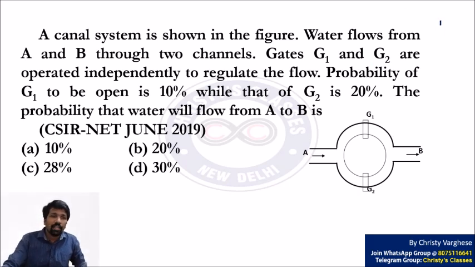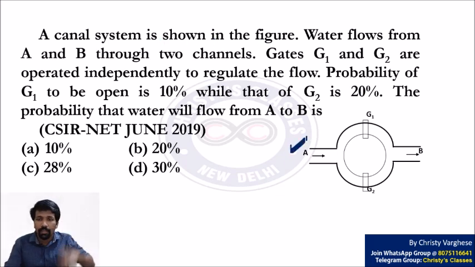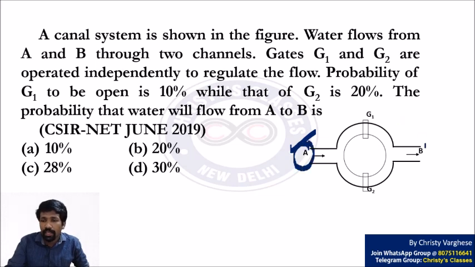All of you try it, please. Okay, I'll start explaining. A canal system is shown in the figure. Water flows from A to B through two channels, with gates G1 and G2. G1 and G2 are operated independently to regulate the flow. That means G1 opening does not guarantee that G2 will open. That's the meaning of independently operated.